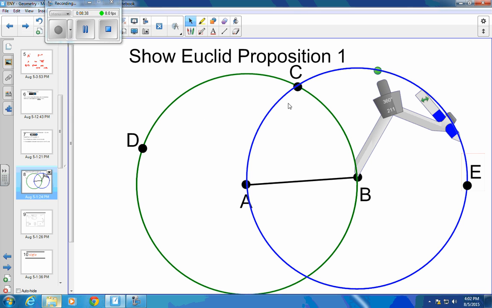And notice how they have point C in common. The distance from A to C is a radius. The distance from B to C is a radius. The distance from A to B is a radius, and the distance from B to A is a radius. So if I just take a straight edge and draw these other two segments in, I should have an equilateral triangle ABC. And that's what that big paragraph is talking about, and how to construct that.